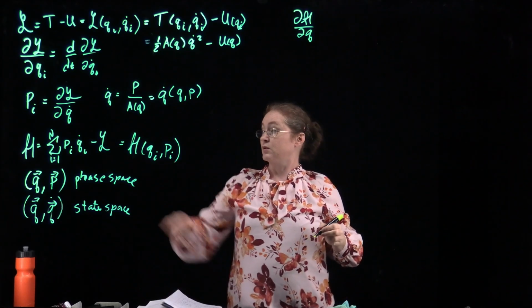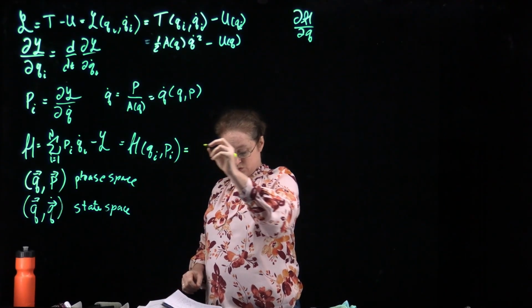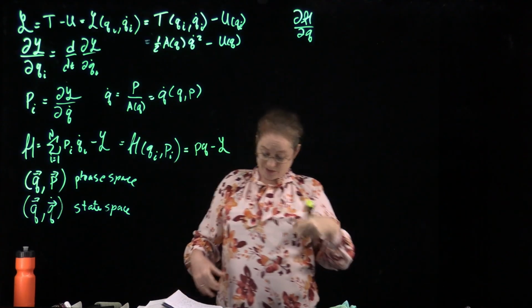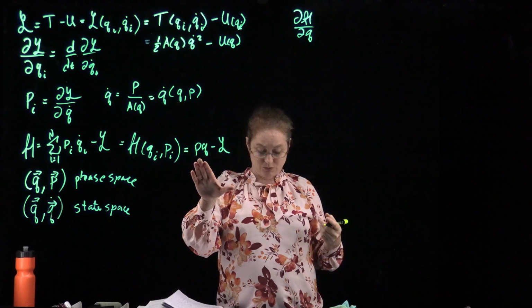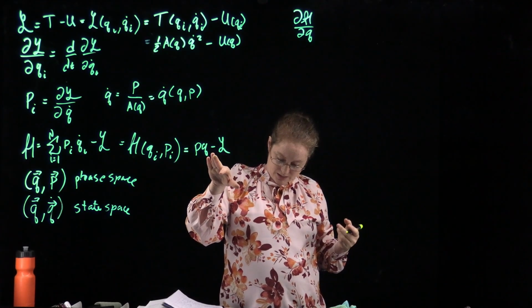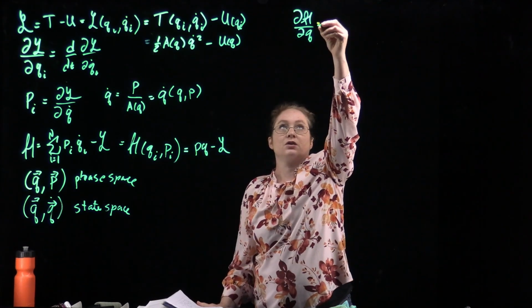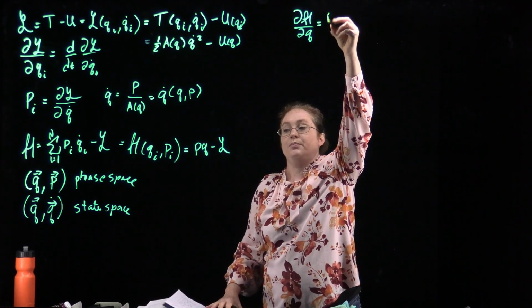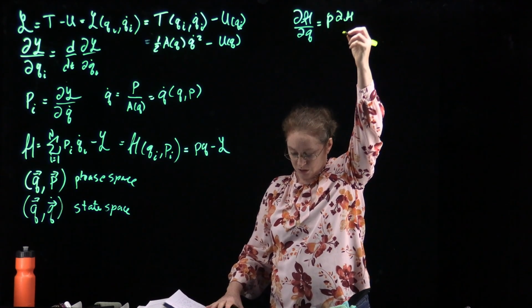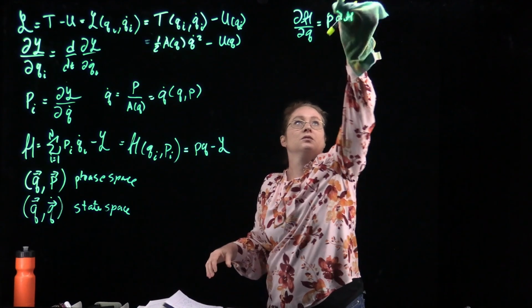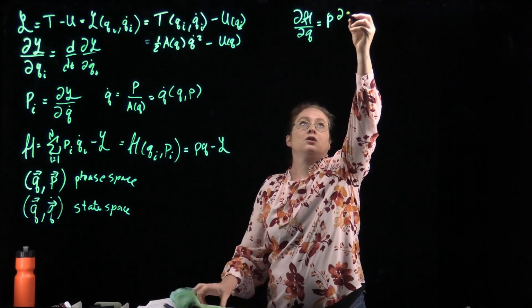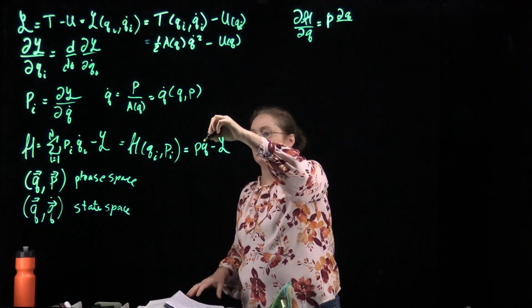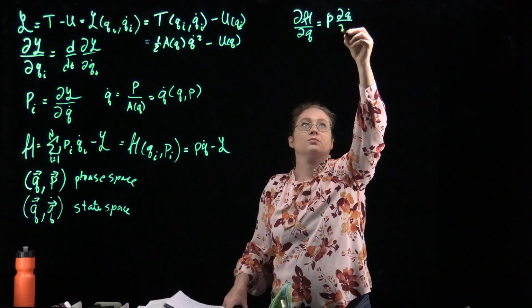In that case, we will use this form. So in one dimension, this is pq̇ minus L. If I simply apply a partial derivative, here I use my product rule, and then I have the partial derivative of the Lagrangian. So here I have p times partial q̇, partial q, this should be dot. p times partial q̇, partial q.